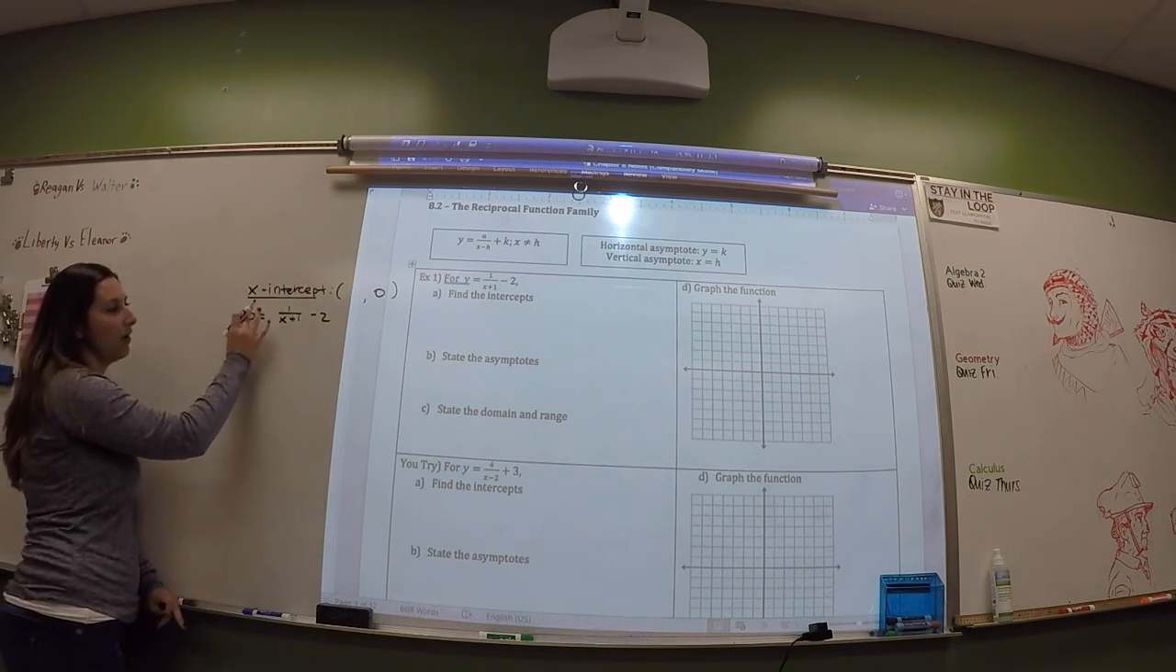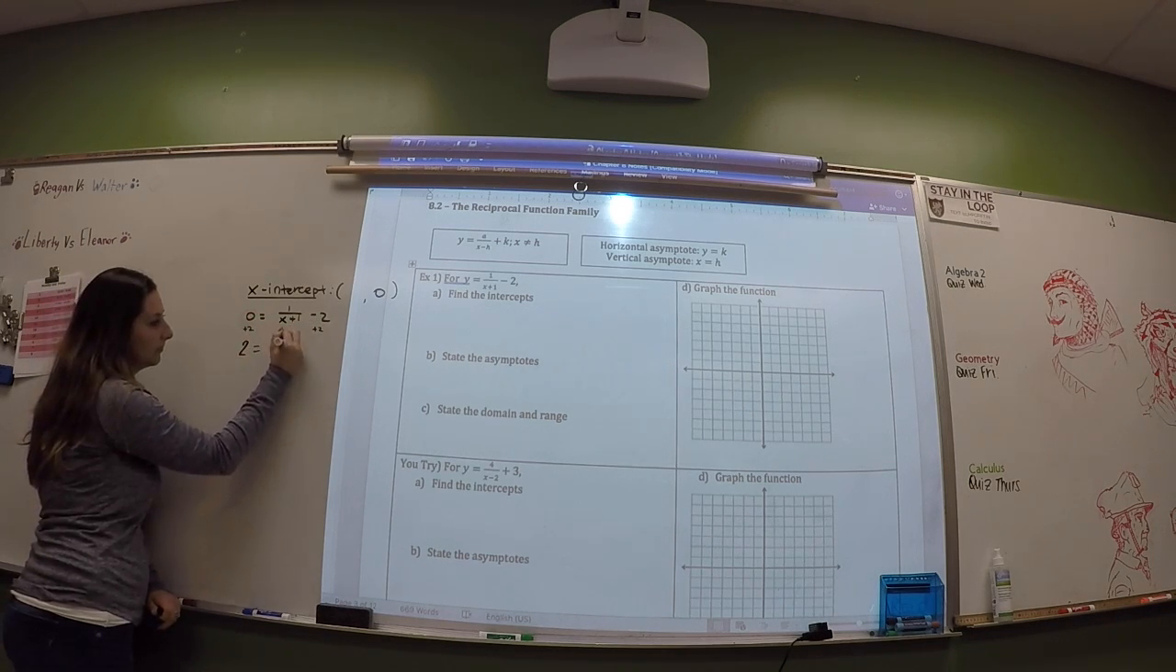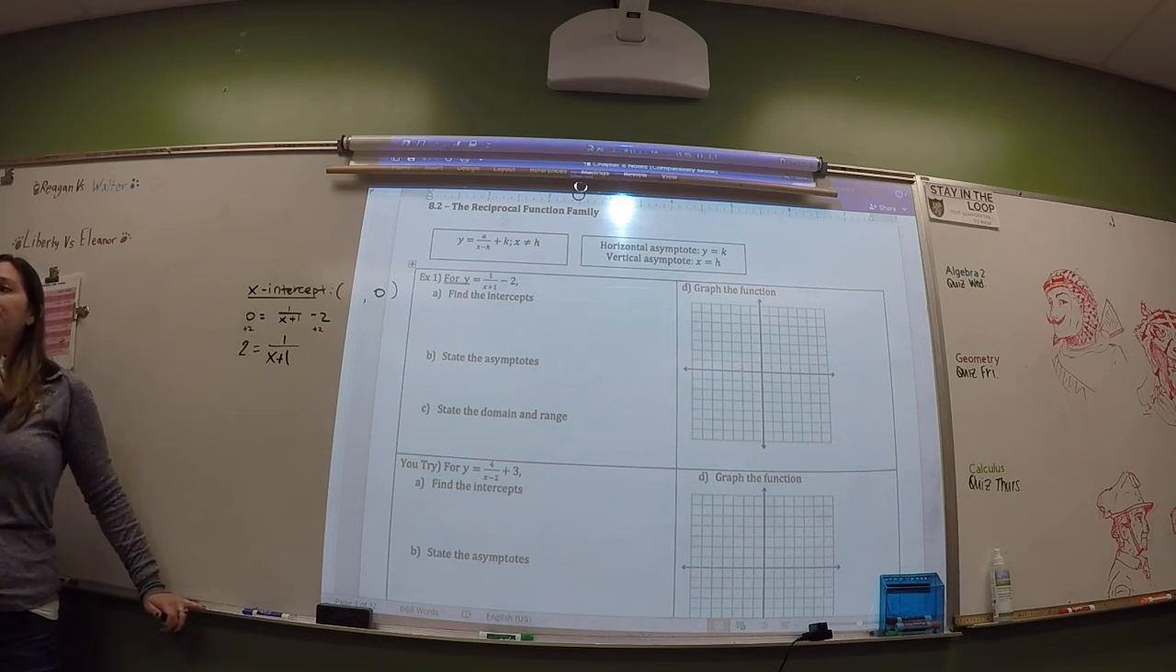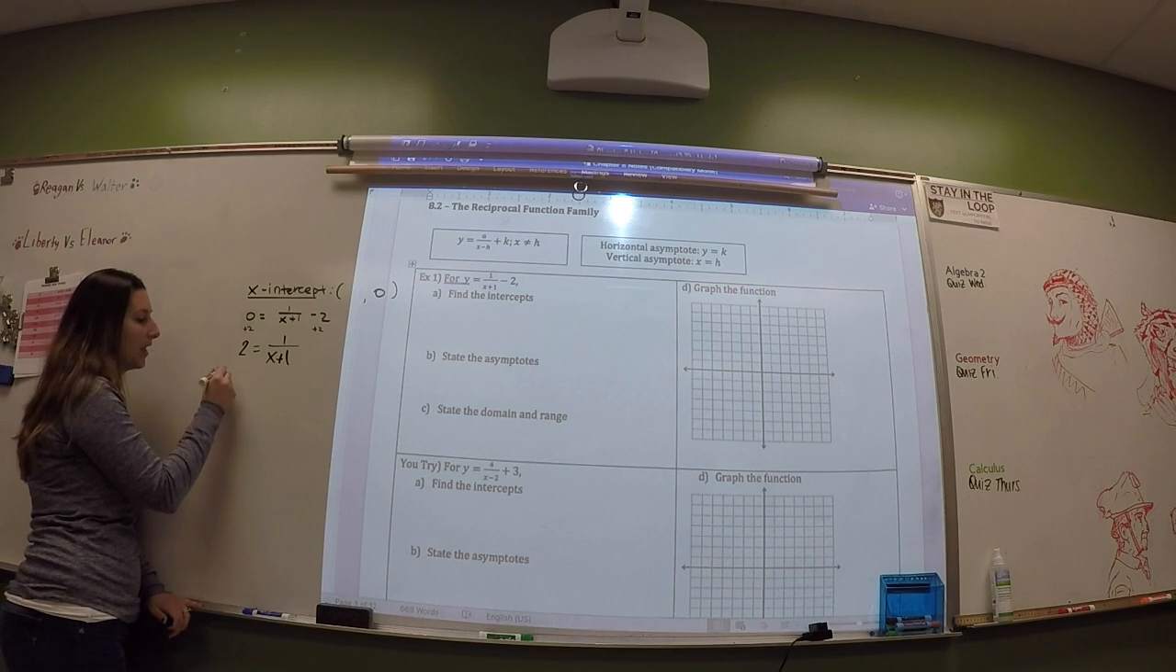All right. Okay. To solve, we will add 2. And then we need to multiply the x plus 1 to the other side.